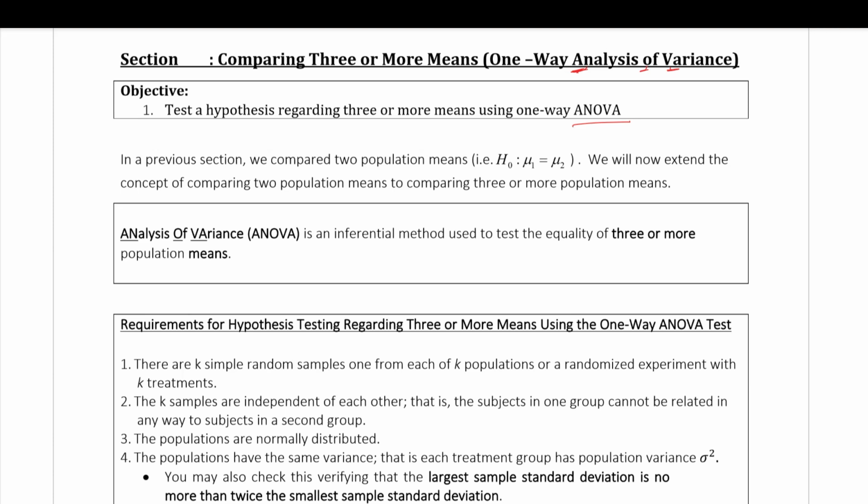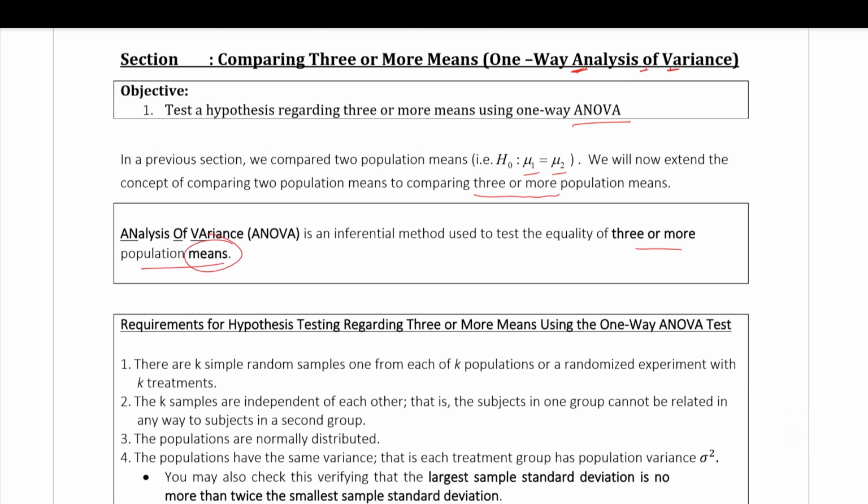In a previous section, we compared two population means, and of course that null hypothesis was that the mean of population 1 is equal to the mean of population 2, and the alternative would be something either less than, greater than, or not equal to. But now we're going to extend this concept of comparing two population means into comparing three or more. We can have three or more populations, and we're going to compare if their means are all the same or if they're not.